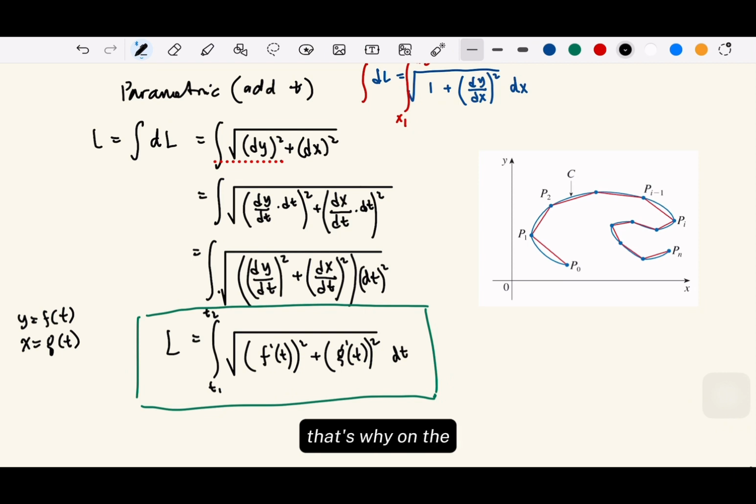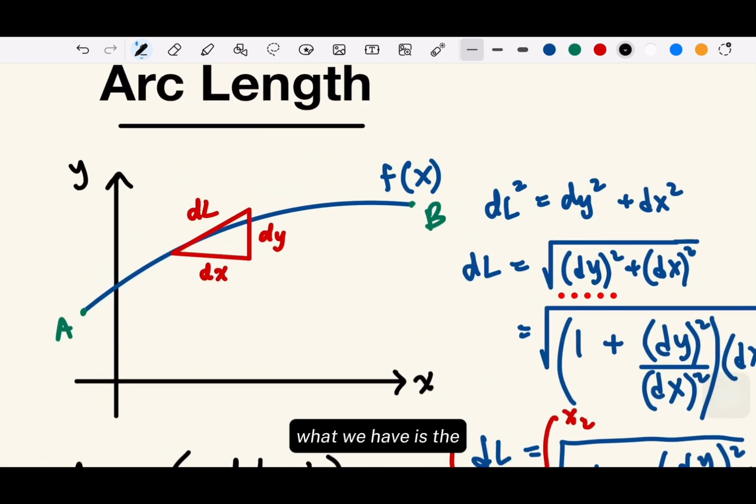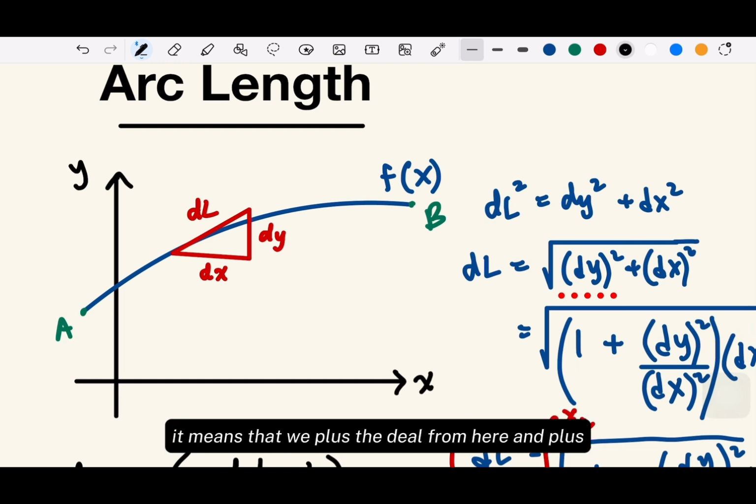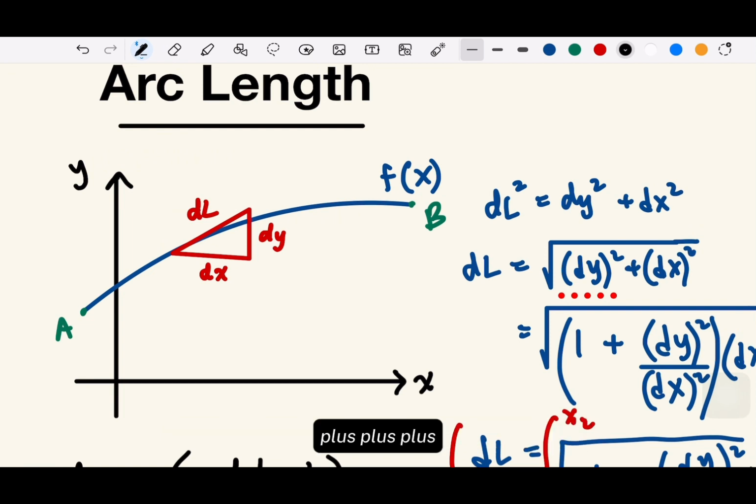That's what we do. And that's why on this triangle here, I know that this is a little big. If you see from the picture, it's a little bit big, right? But if I make it d, it means that it's actually very, very small. So what we are doing is we take the integration of this dl. It means that we add the dl from here and add, and that's how we get the arc length. Okay.